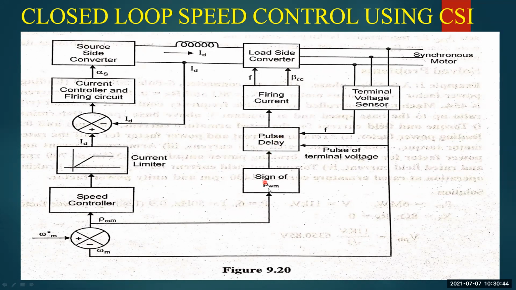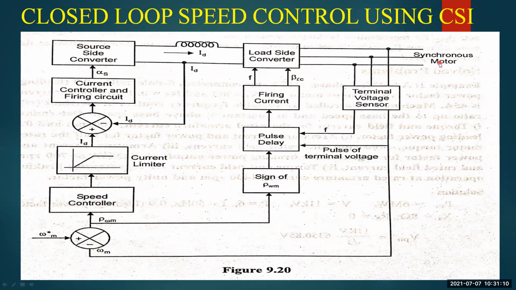This is called the sign of speed error indicator. It sends the sign of speed error. This sign of speed error is based on the reference speed, called omega m star, and the actual speed, called omega m. The actual speed is coming from the synchronous motor.